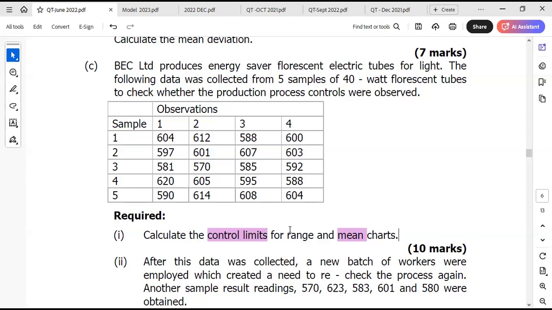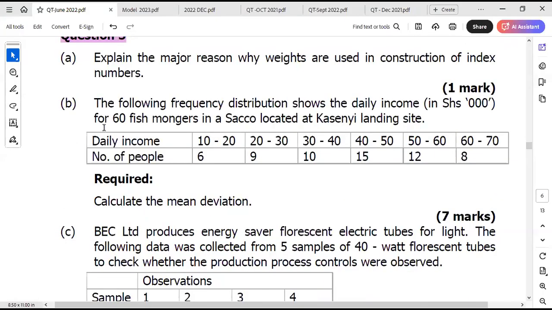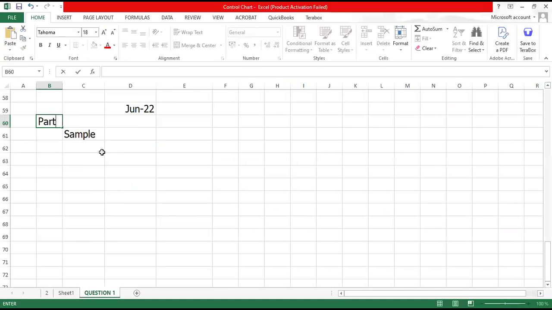Okay. Is this hard? Is this hard really? No, it's not. June 2022. So all you need is to put your sample here. We are answering part A. This was part A. Oh, let me see. This is part C Roman 1.